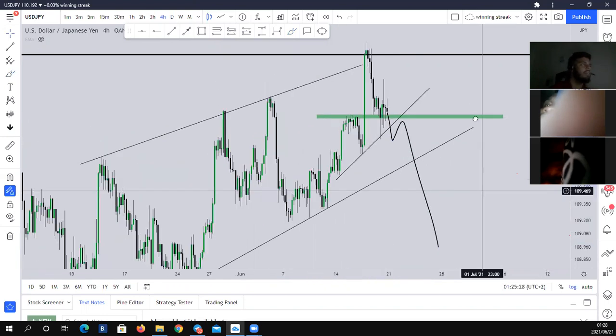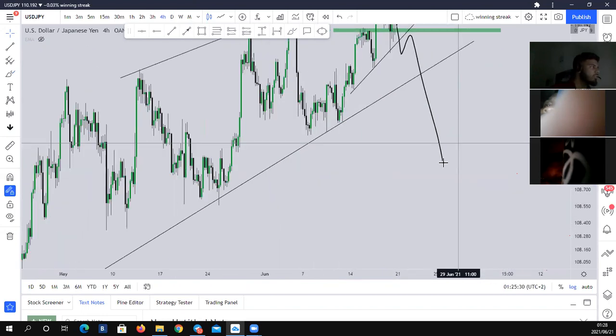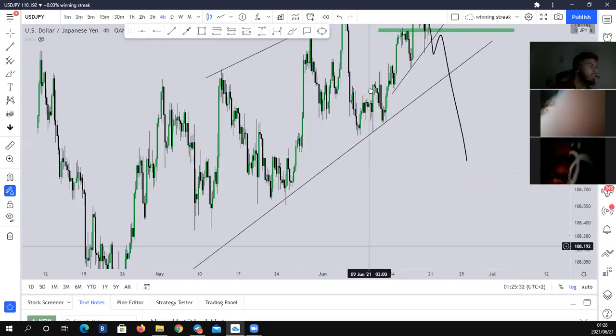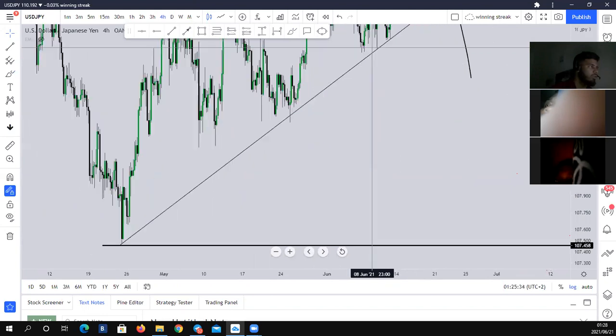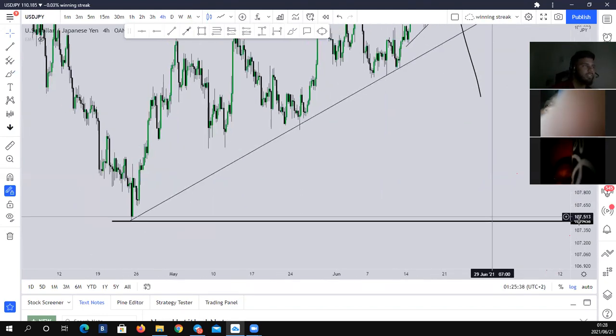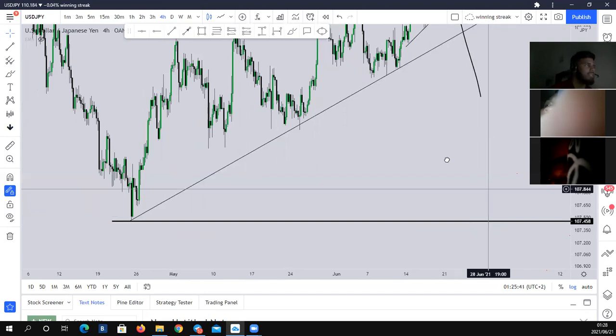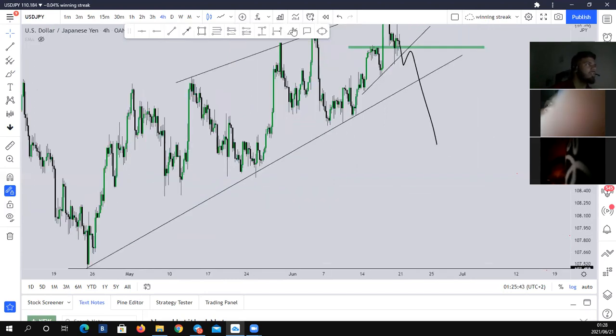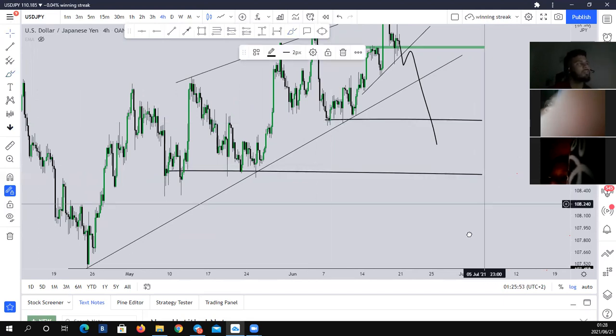As easy as that. Where are you going to sell to? The structure tells you where. That's your targets, guys. This is your target over here. But am I saying it might not stop here? No, it might stop here, it might even stop over here. You understand? So you just have to manage your trade as time goes on. As simple as that. Let's move on.